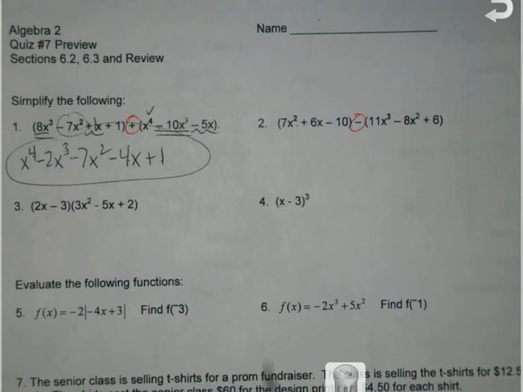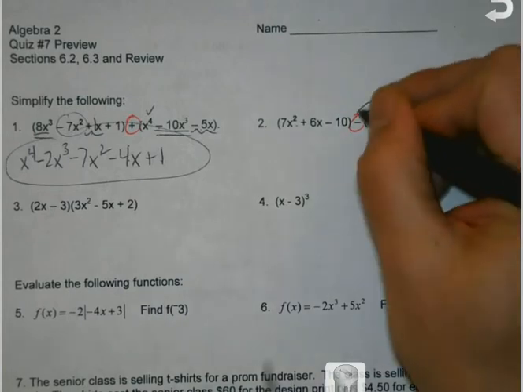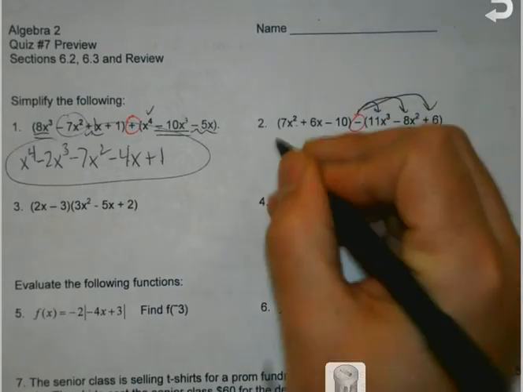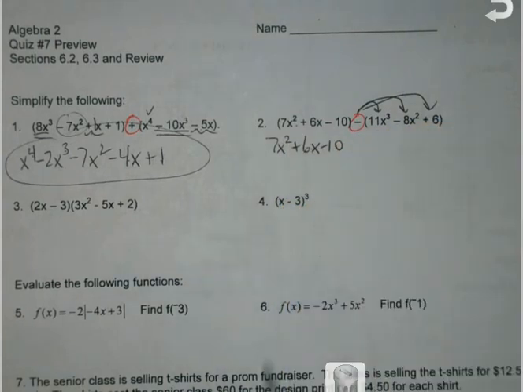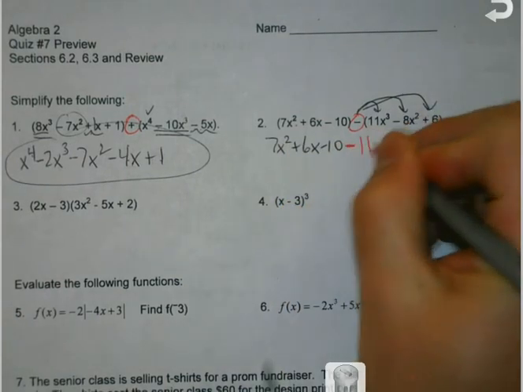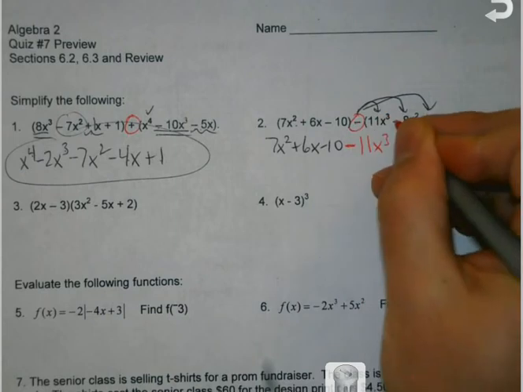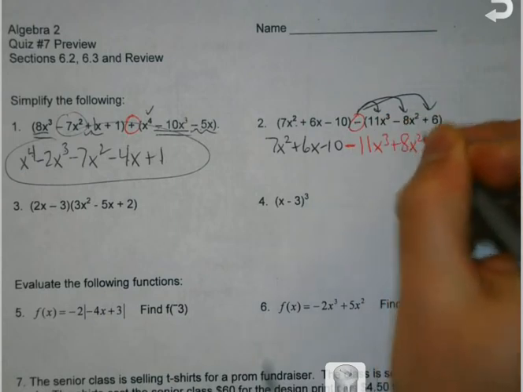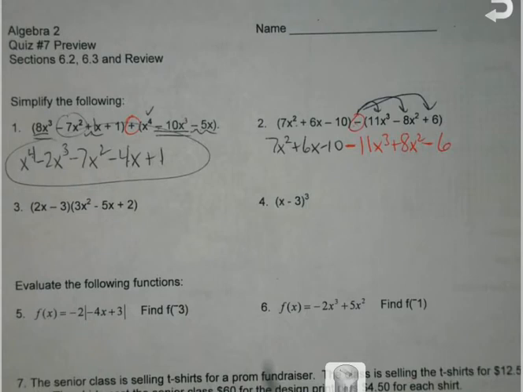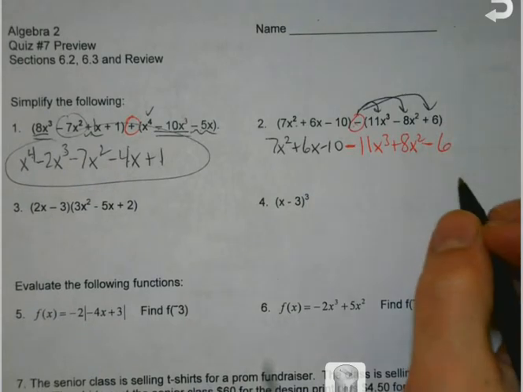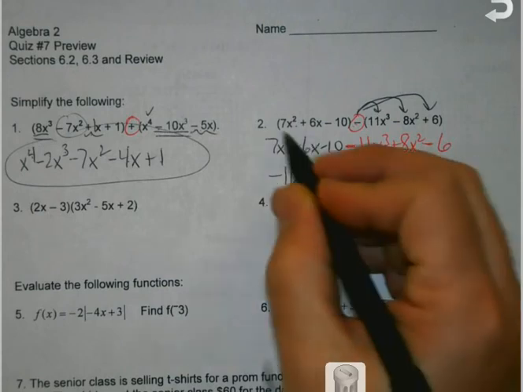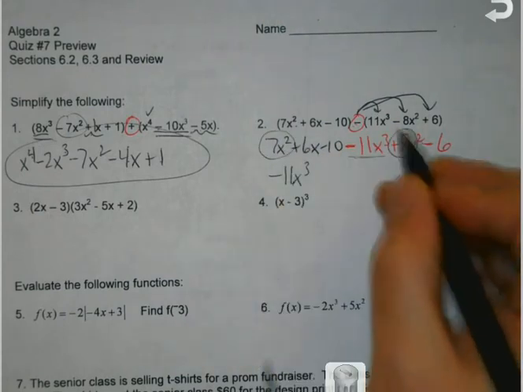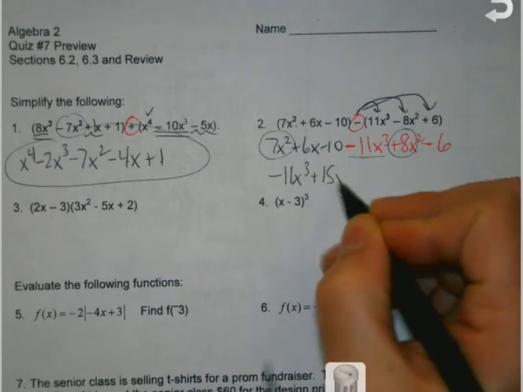Now minus, a little different situation. I need to distribute that negative through. So I'll keep everything at the start. Distribute the negative through. In other words, I'm just changing signs on each term that's in the second set of parentheses. And then again, biggest exponent to least. 7 plus 8 is 15x squared.